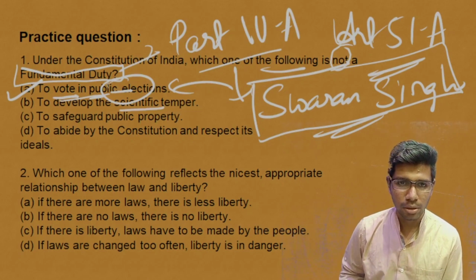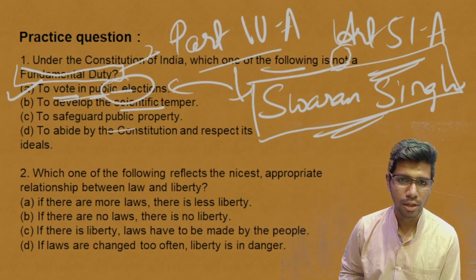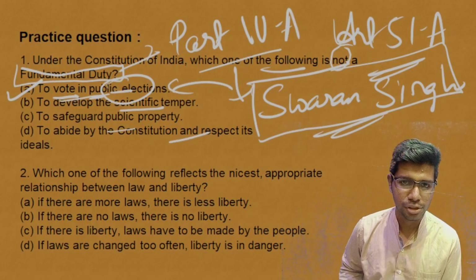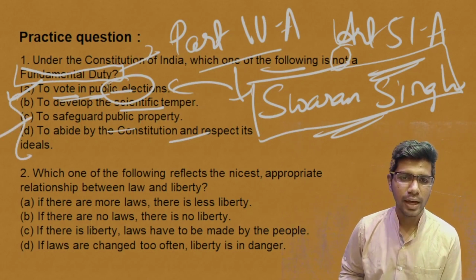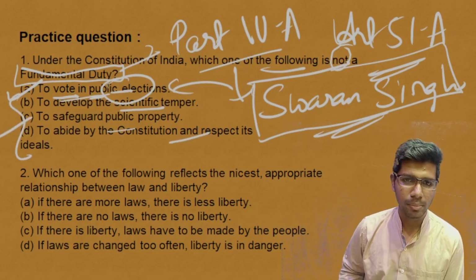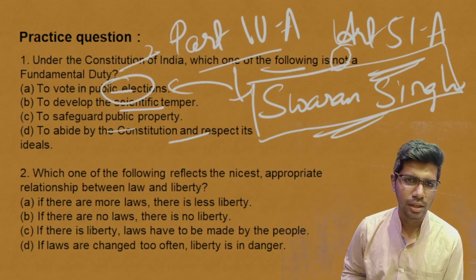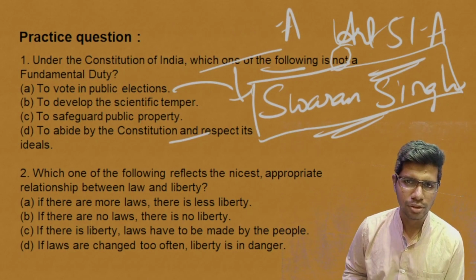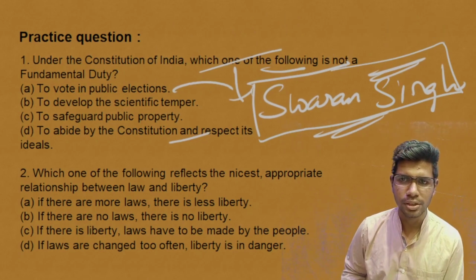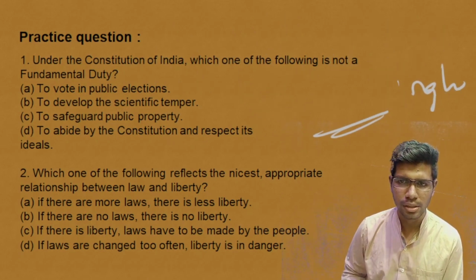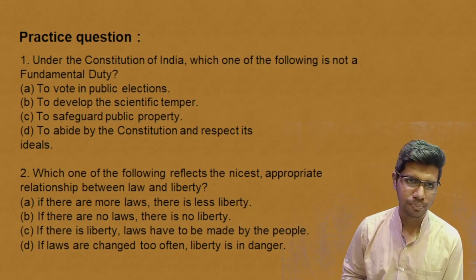Other than that, all these options, scientific temper, safeguard public property, abide by the constitution and respect its ideals, all of these were added by the amendment that was made. So this is a factual nature question. As you can see, if you have been through the chapter, it's a very straightforward question. This is a UPSC level or APSC level question which has been asked in past years, right?